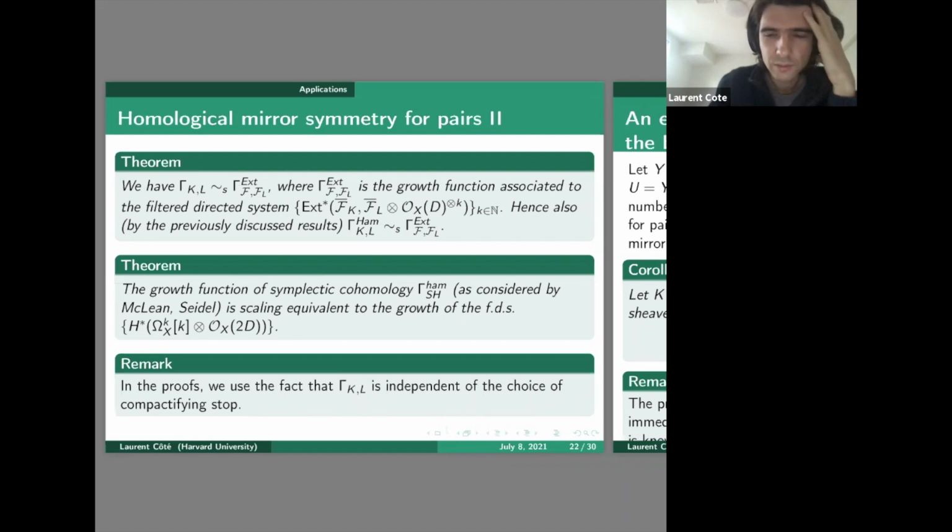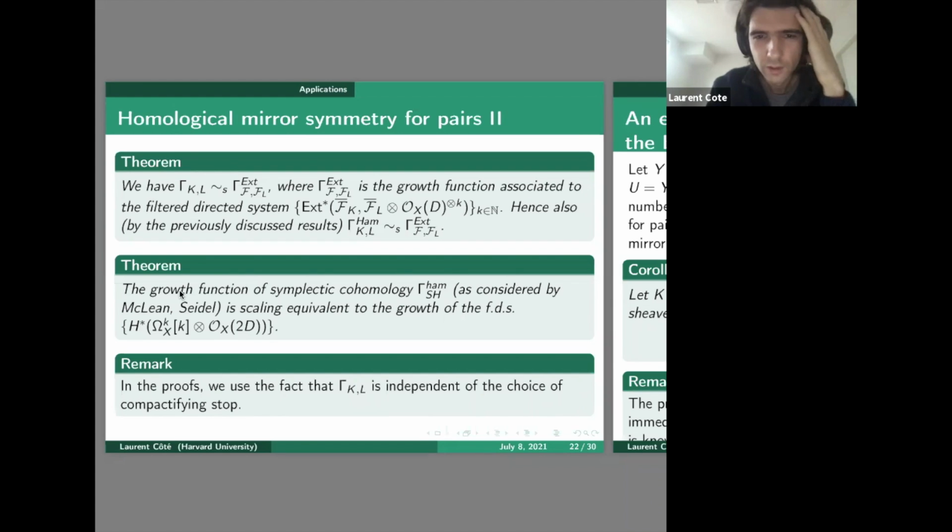But I actually do want to emphasize that in these proofs, and actually also in the previous computations, we've really made use of the fact that we have the freedom to change our stops. As I mentioned at the beginning of the talk, if you pick two different stops, which are both kind of categorical compactifications of the Weinstein manifold, then they give you the same growth functions because they differ by zigzags. And it's very convenient in practice when computing these things to be able to pick a nice stop. So we really do take advantage of this.